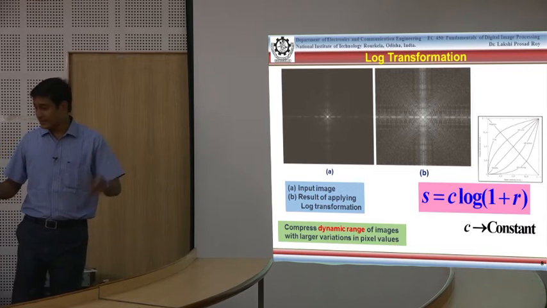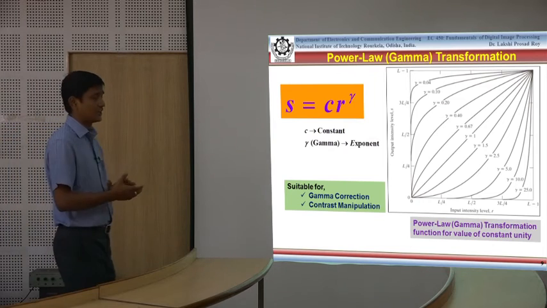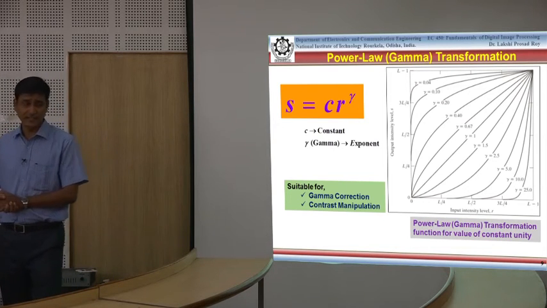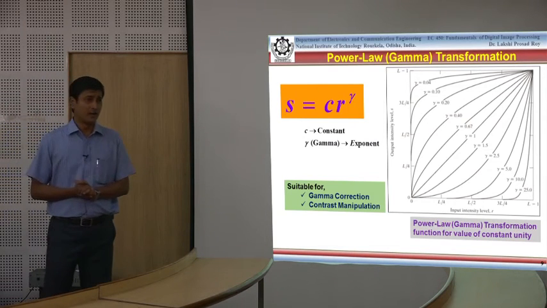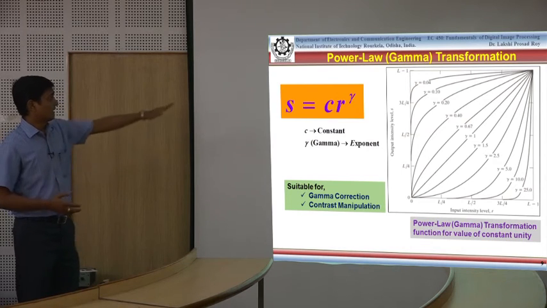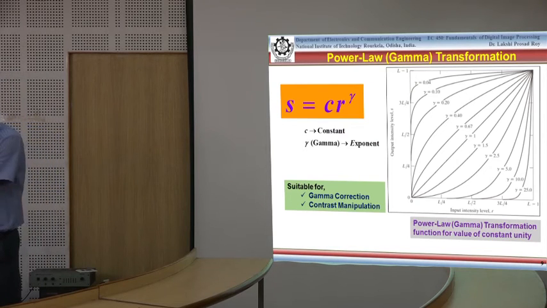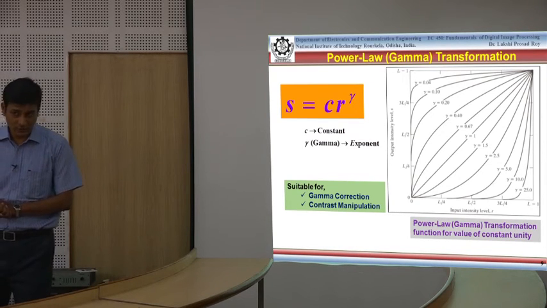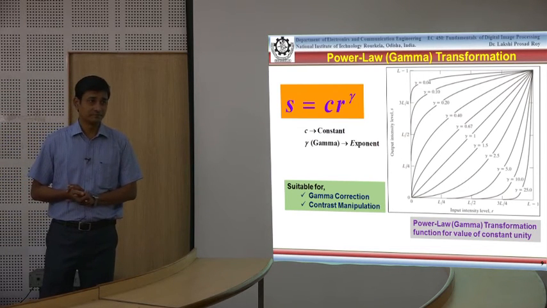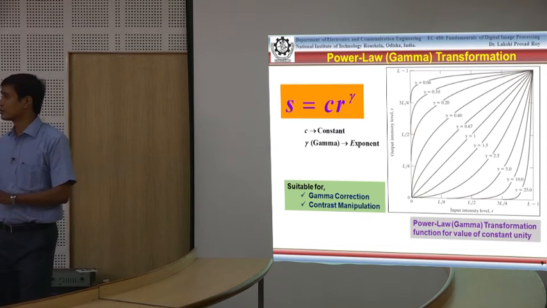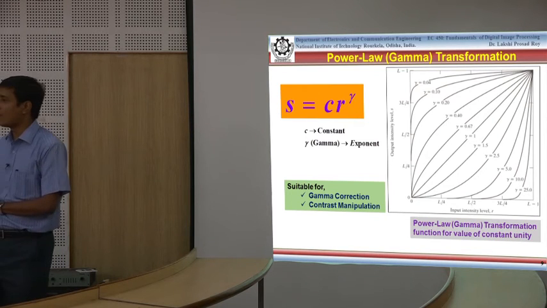Okay. Now, as I said, the log function has its own limitations, like it has functionality with some defined base. But if you go for any power variation of the intensity values, say r to the power of gamma, again the c which is considered here is only a constant or a scaling factor, nothing else. But basically it is s equals c r to the power gamma. r is the input intensity value, and gamma is the power of it.